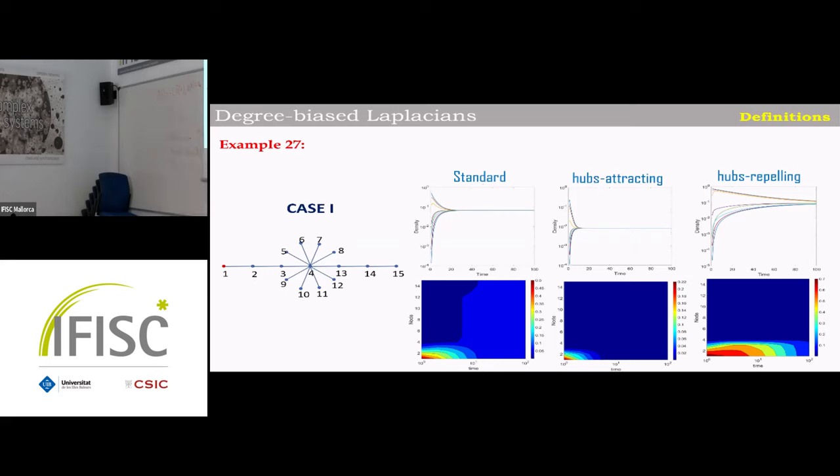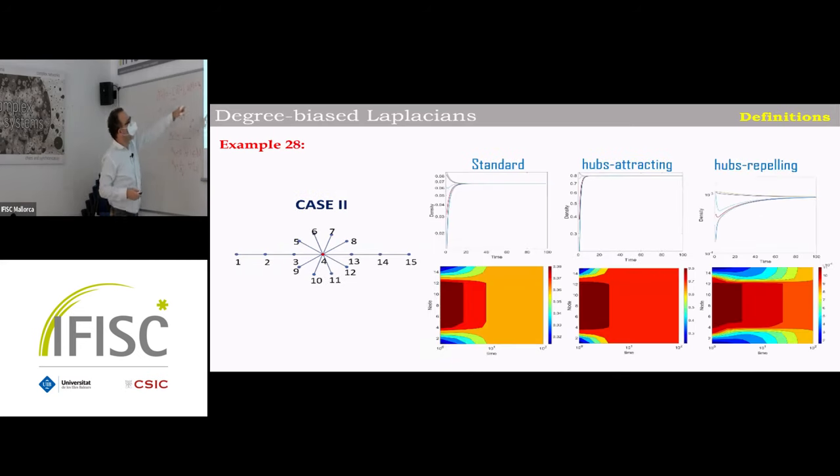However, in the hubs repelling, see that the convergence goes over there. Why? Because now the particle is trapped in the initial state. Remember, this node has only one nearest neighbor, and this nearest neighbor has a degree, the only one. So it means that this particle will try not to go in this direction because it has been repelled by this one. Even if this degree is equal to 2, you will see what happens if I put the particle here or here. So there is a delay in the diffusive process here.